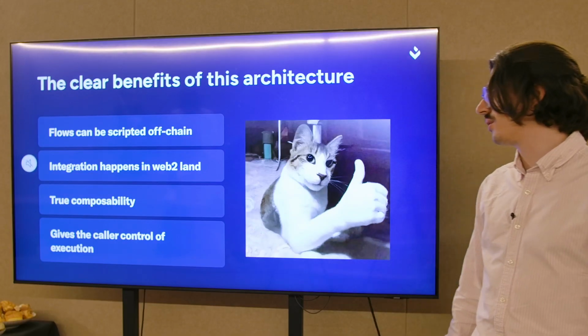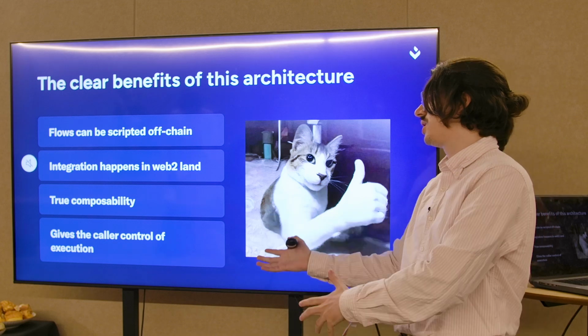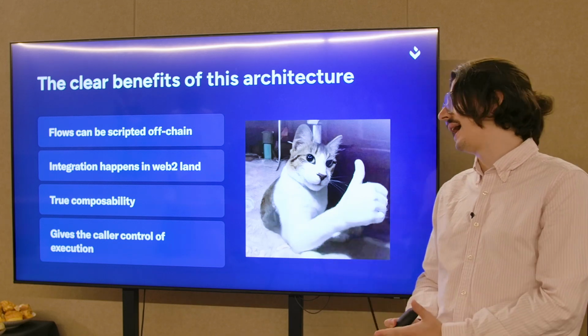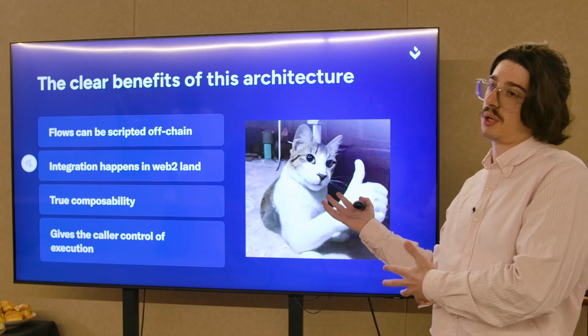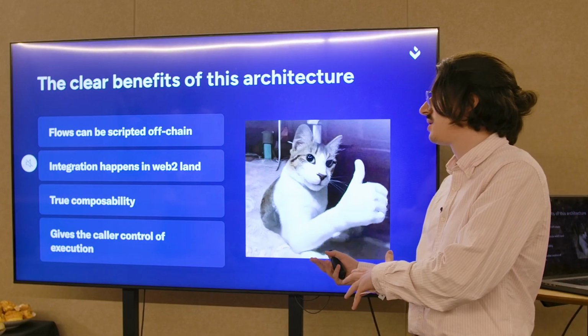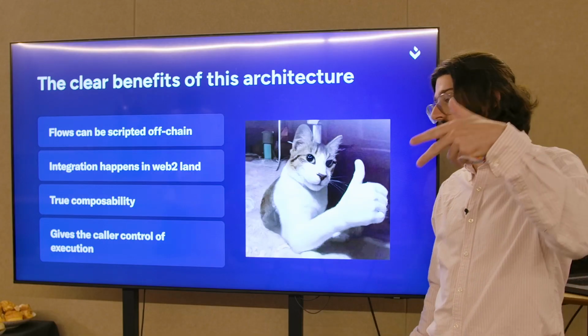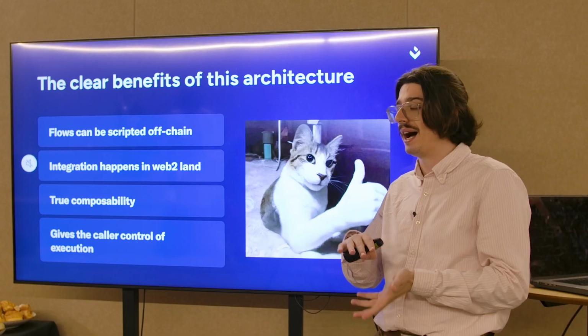And really, yeah, that gives you true composability. An interesting one is that it also gives the caller control of execution. The caller that actually sends the transaction on chain knows everything that is going to happen, up to the base operations that we discussed, right? So it doesn't know maybe what's happening inside of a cross, but they should be able to know what funds are going into a cross and what funds are going out of a cross.